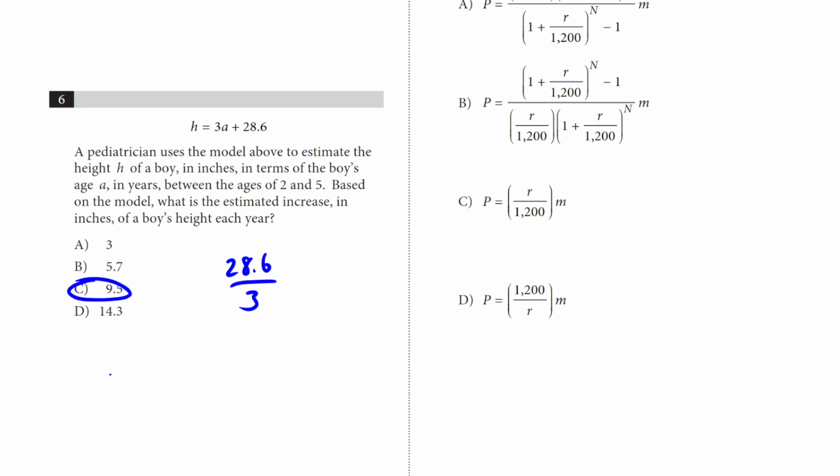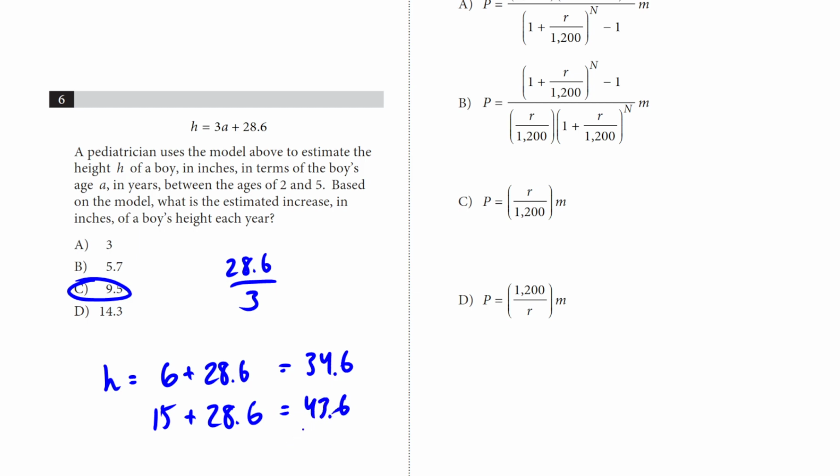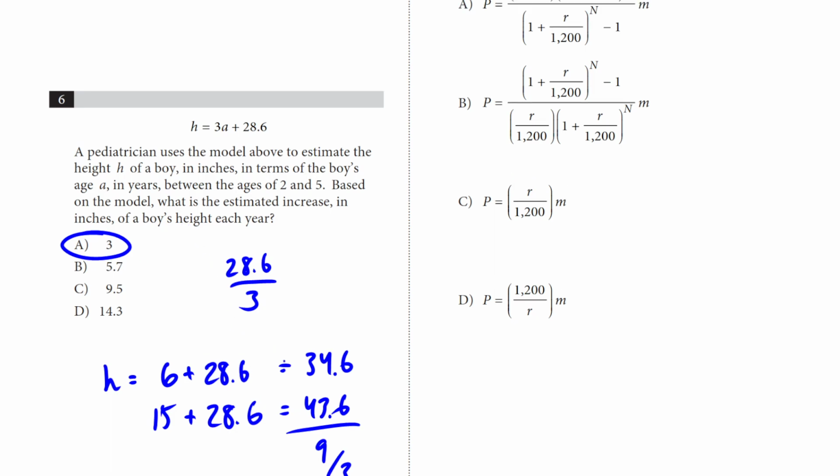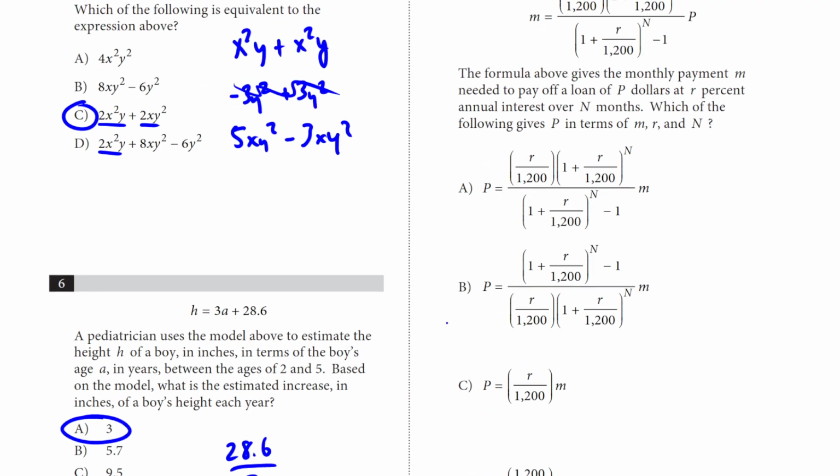So maybe what we're supposed to do is do height equals 3a plus 28.6 and then put a in for 5 here, which would be 15 plus 28.6. So this gives us 34.6. This gives us 43.6. If we take the difference of that, we're going to get 9, and then we divide by 3 per year. Okay, so I did simplify that a little bit too much. It should be a equals 3. All right, it's important to read the question and think about it even when you answer.